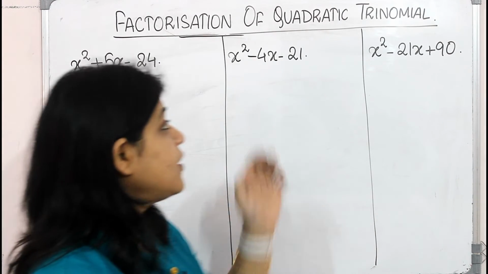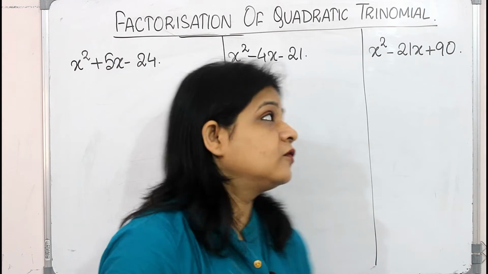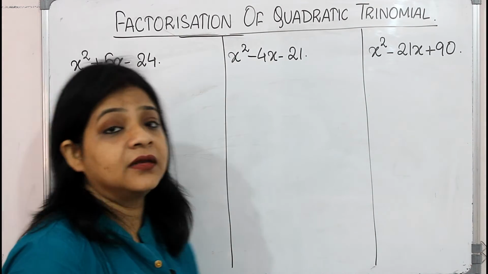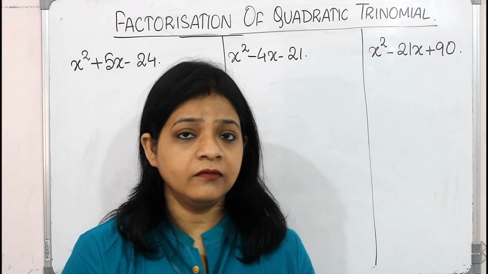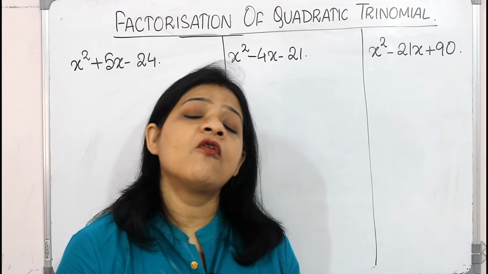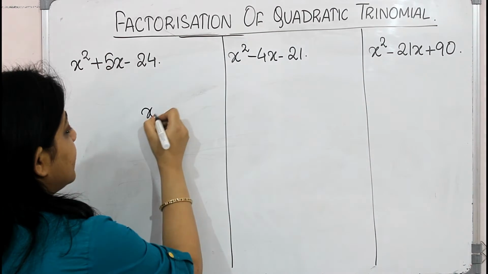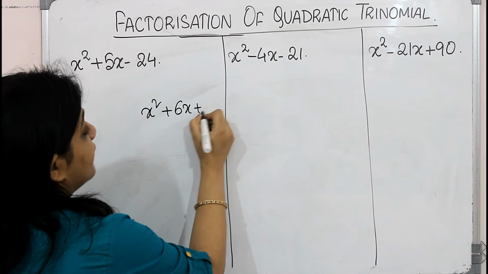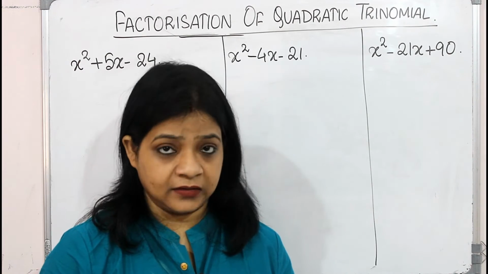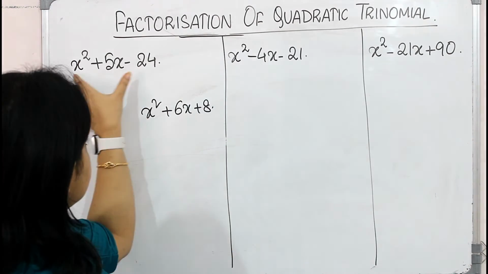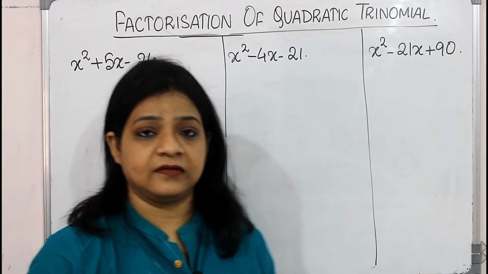So these are some more examples of factorization of quadratic trinomials. So first is x squared plus 5x minus 24. So for the last three examples that we have solved, we have considered a positive sign before each of the terms, like x squared plus 6x plus 8. So before all the terms a plus sign was there. But if you notice this particular term, before the third term a negative sign is there.